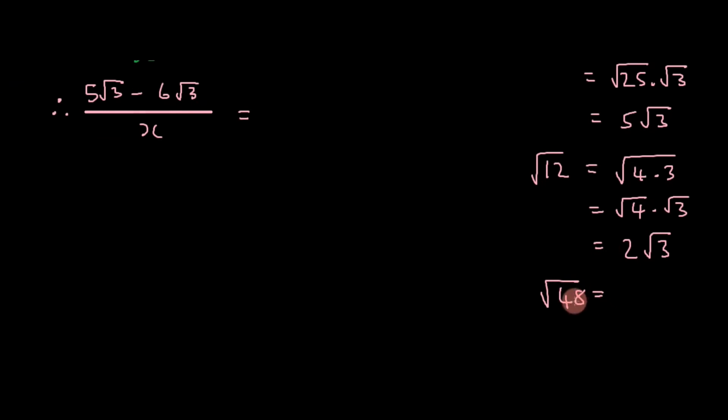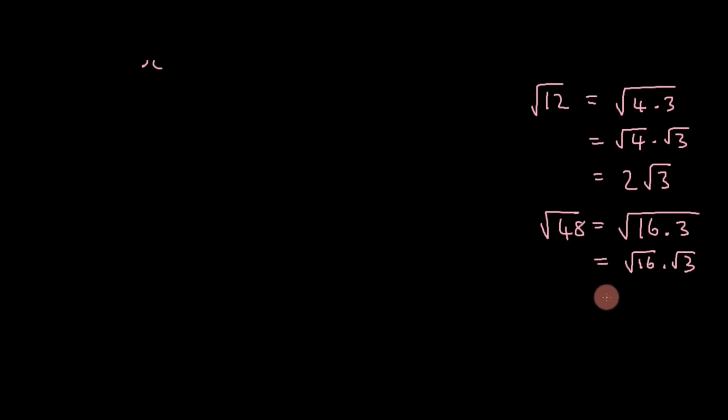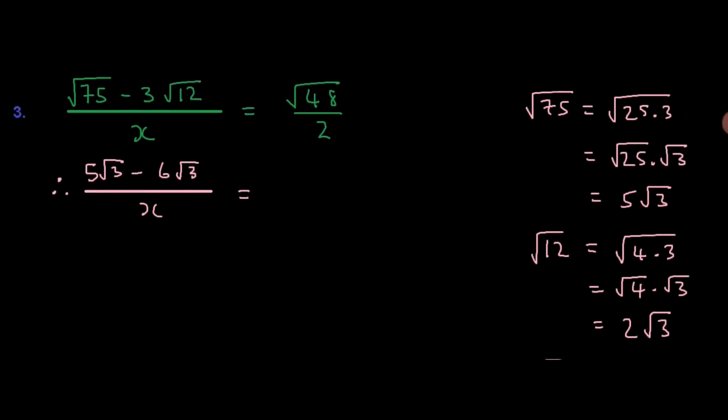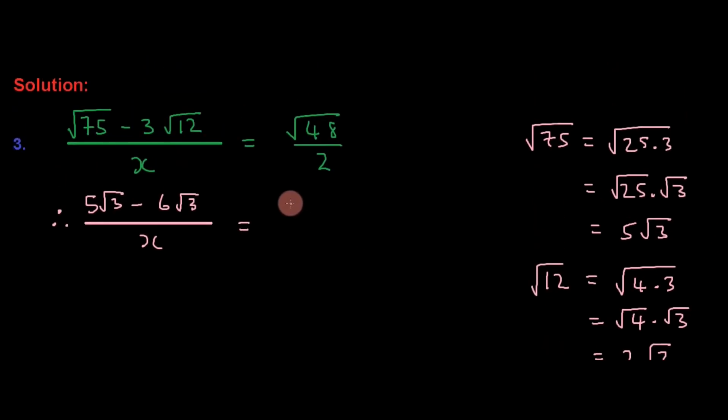The largest perfect square into 48 is 16, and it goes thrice. So we get the square root of 16 times the square root of 3, and this is 4 times the square root of 3. So 4 times the square root of 3 all over 2. So here we have 5 square root 3 minus 6 square root 3, and that's minus 1 square root 3.